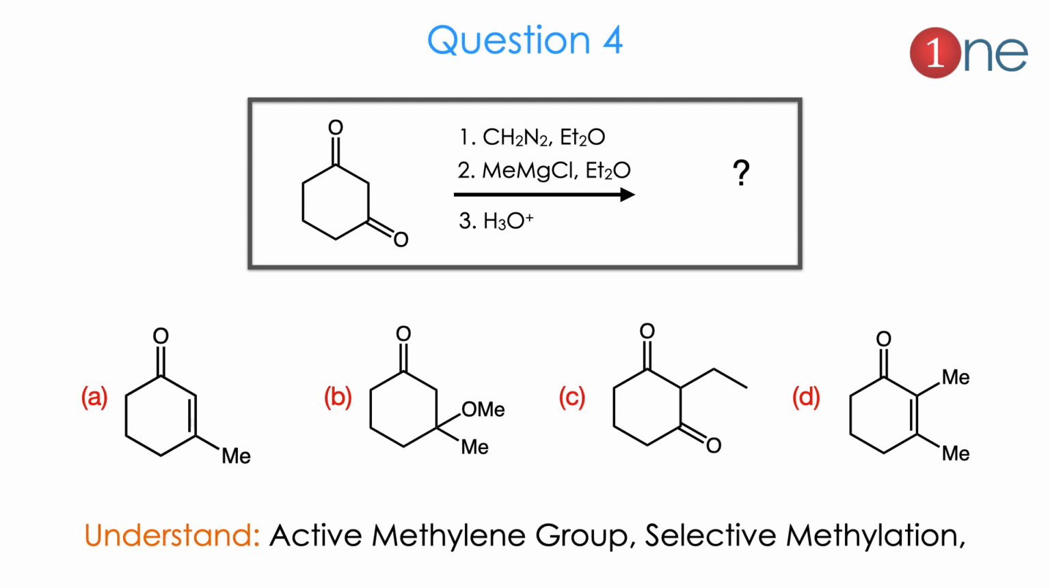Then question number 4 is a diketone, and the reagents are diazomethane, methyl magnesium chloride and water. In the product, they ask you to guess the alkene formation or selective methylation. Here you have to understand two things: one is the active methylene group, and the other is selective methylation.